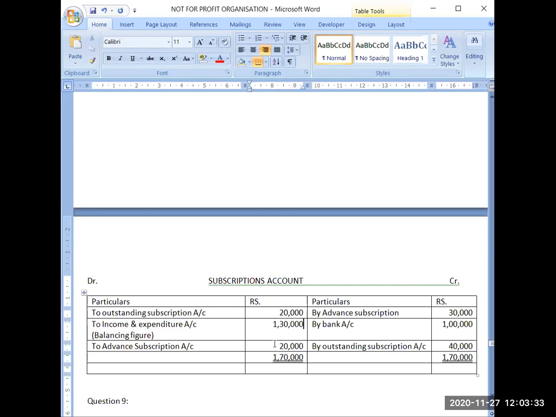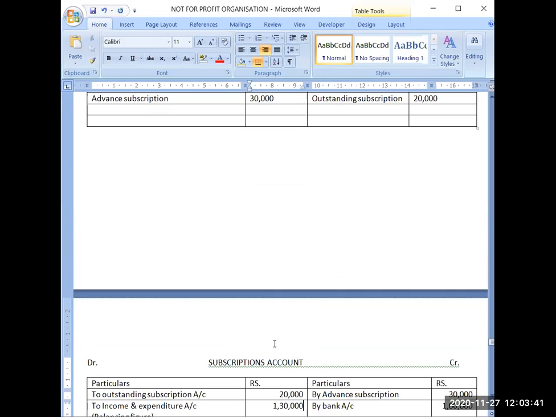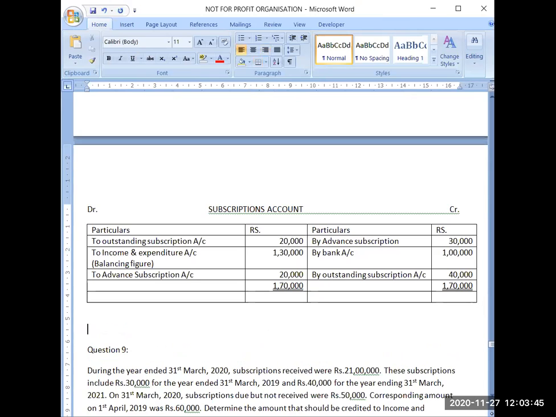Try to understand the meaning of these journal entries. I will explain it again. I should remind you what journal entries to be done. Journal entries for subscriptions.